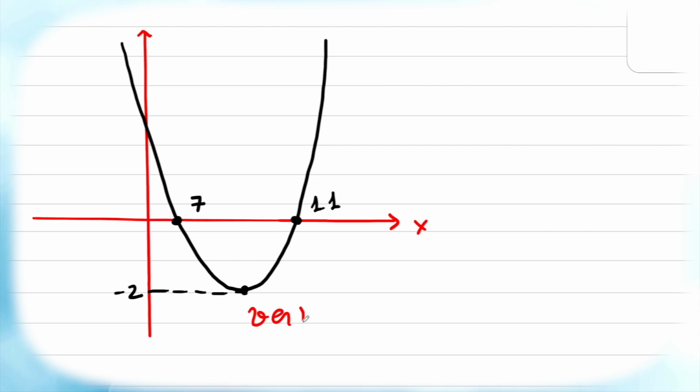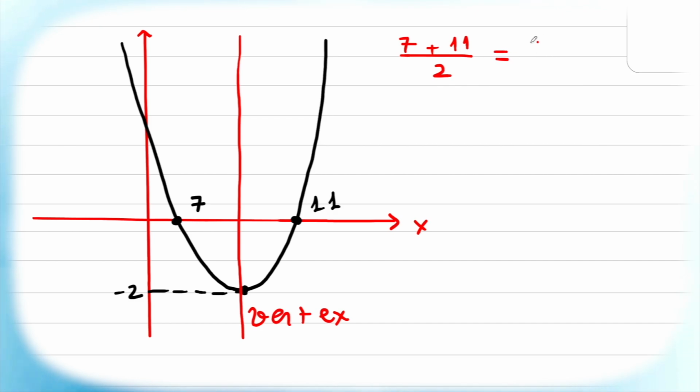So for the vertex, one more time, I need to figure out the value of the symmetrical line. Based on here, you got the x-intercepts: the first is 7 and the second one will be 11. Add them together, divide by 2 to figure out the symmetrical line. You got 9 here. So x equals 9 will be the symmetrical line. So go on for the general form.